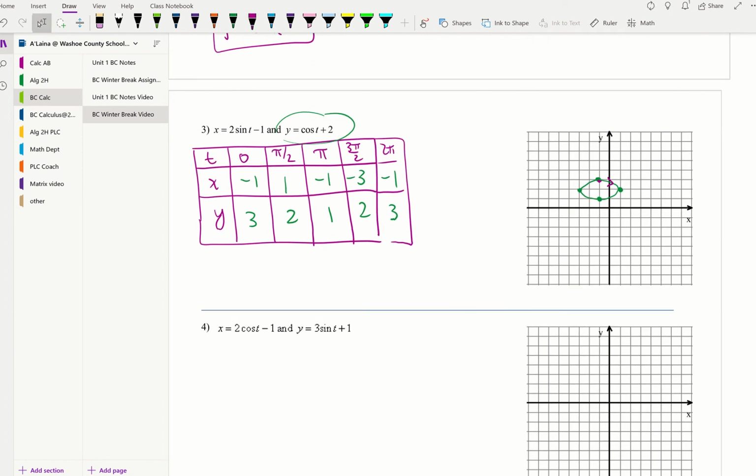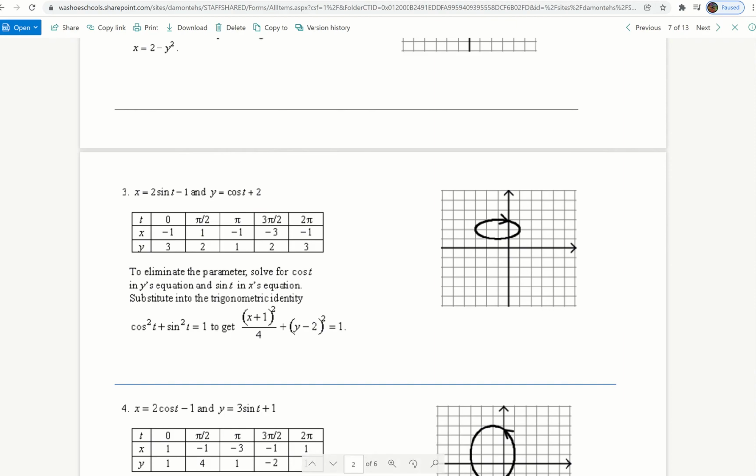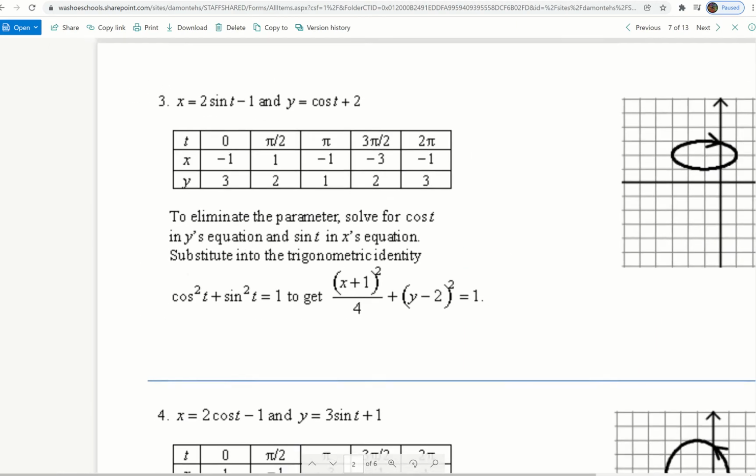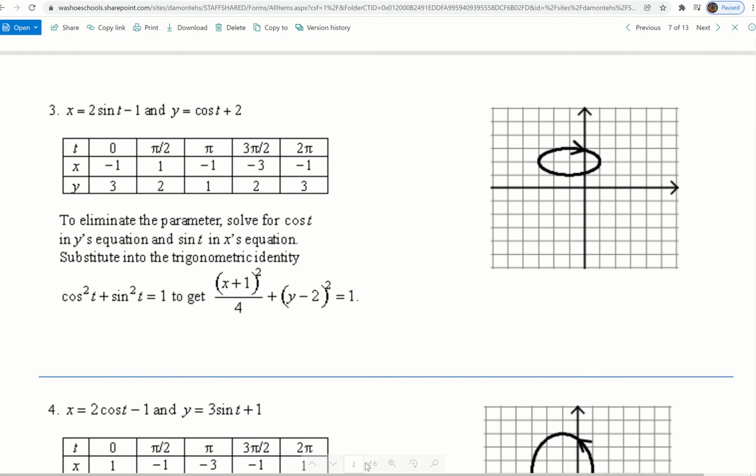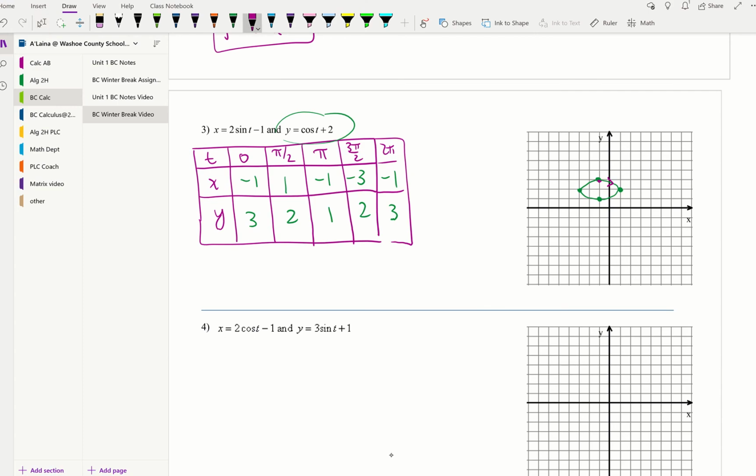All right, to isolate the parameter, this one's a little bit interesting. I'm going to switch over to the solution so you can kind of see. What you want to do is solve for cosine of t and sine of t, and then we're going to substitute into this trig identity. Okay, so now that we've talked about the strategy, we're going to try to apply that. So I'm going to isolate the trig functions of sine and cosine.